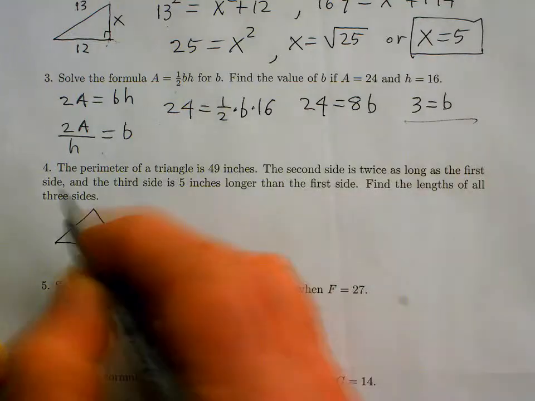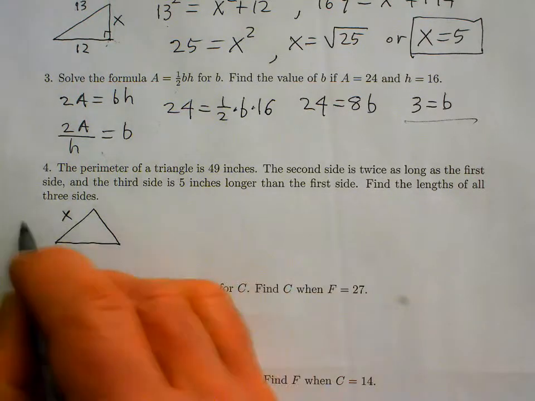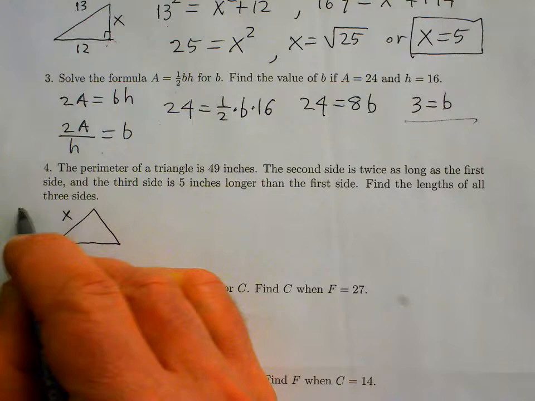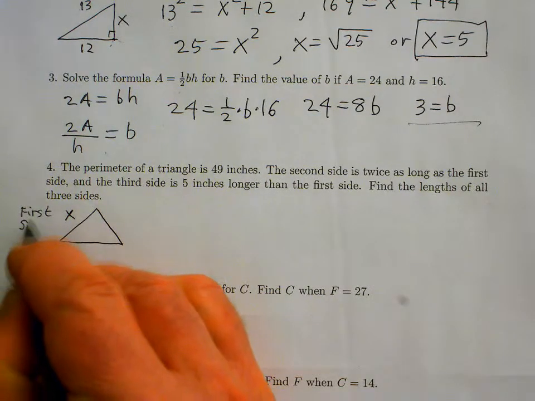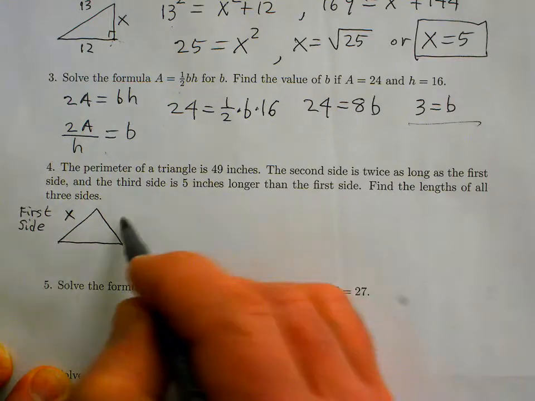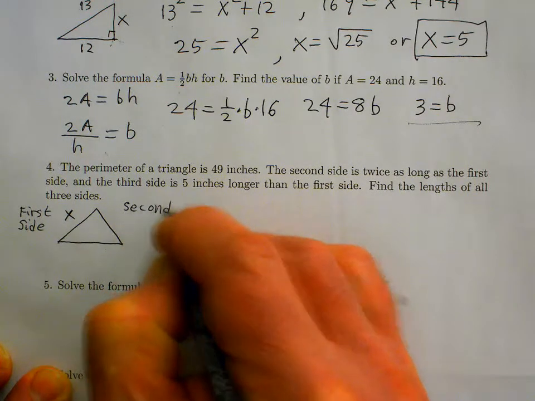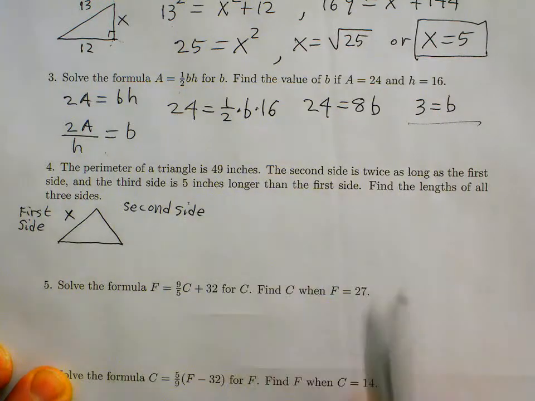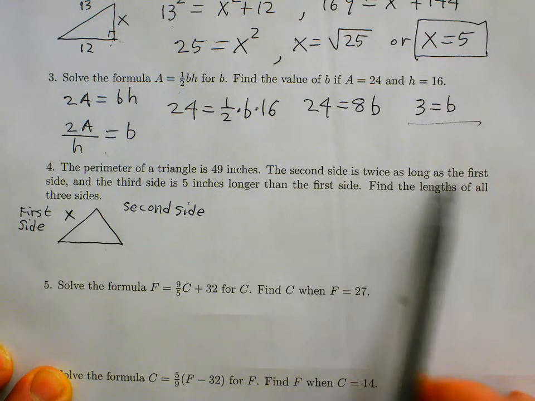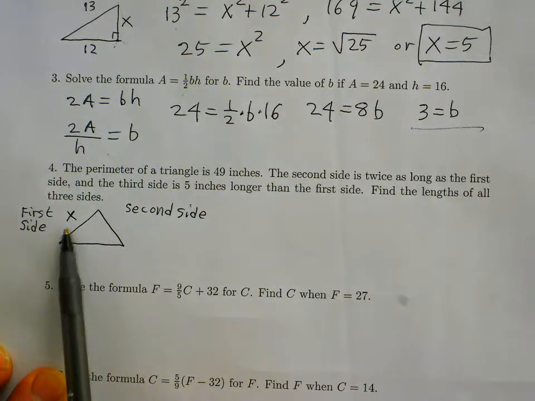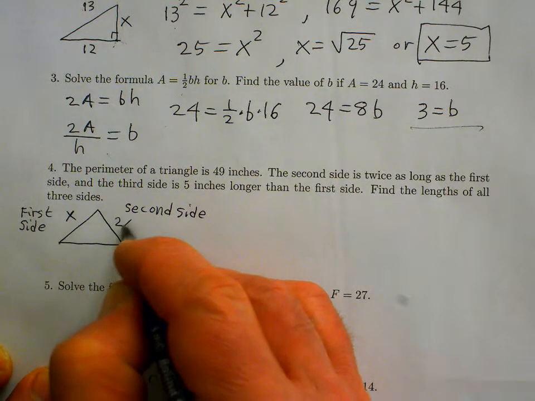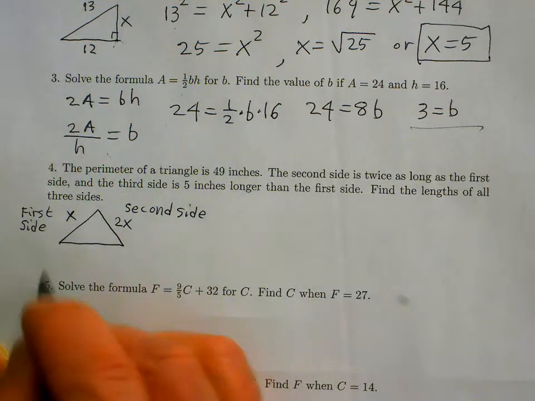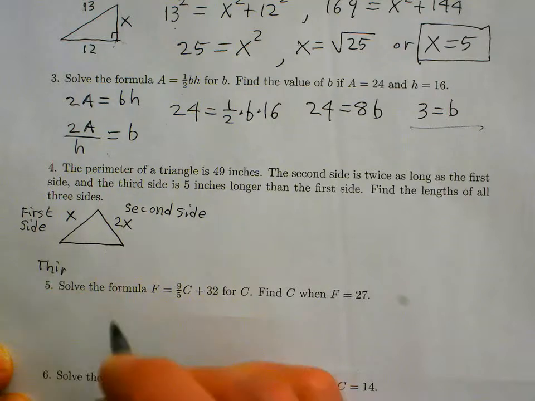So if I just say x is the first side, you don't need to label it, but I'll label it just for clarity. First side, I'm labeling x. And then the second side, we're told that the second side is twice as long as the first side. If the length of the first side is x and the second side is twice as long as the first side, then the second side is 2 times x. And then the third side is 5 inches longer than the first side.